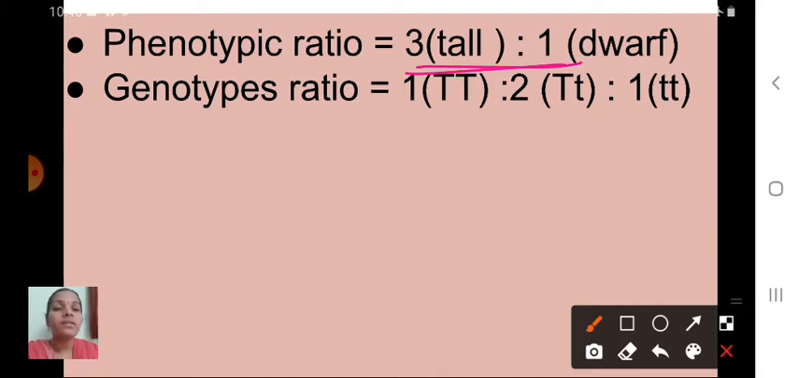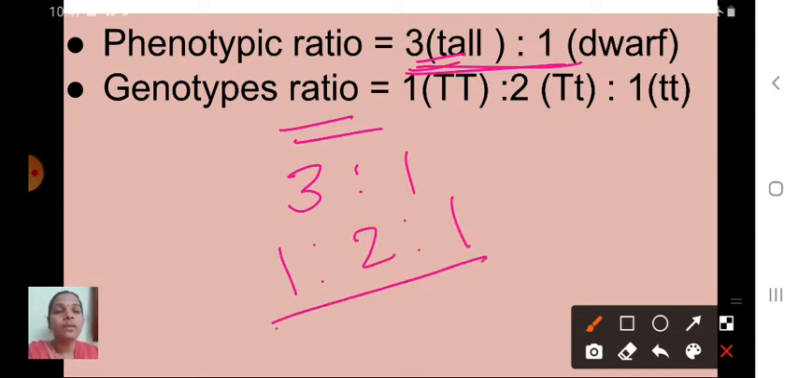That is 3:1. Here 3 is tall and 1 is dwarf. Like that, the genotypic ratio is 1:2:1. Okay, so in the F2 generation, what is the phenotypic ratio? 3:1, that is 3 tall and 1 dwarf. That is the phenotypic ratio. But what is the genotypic ratio? 1:2:1.